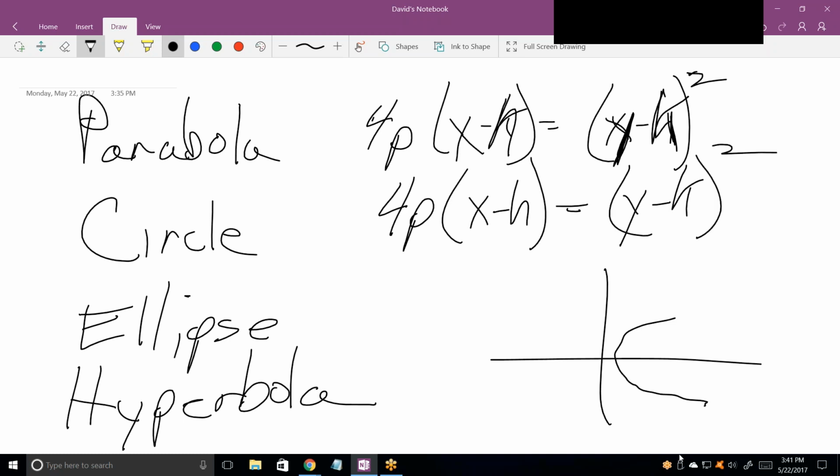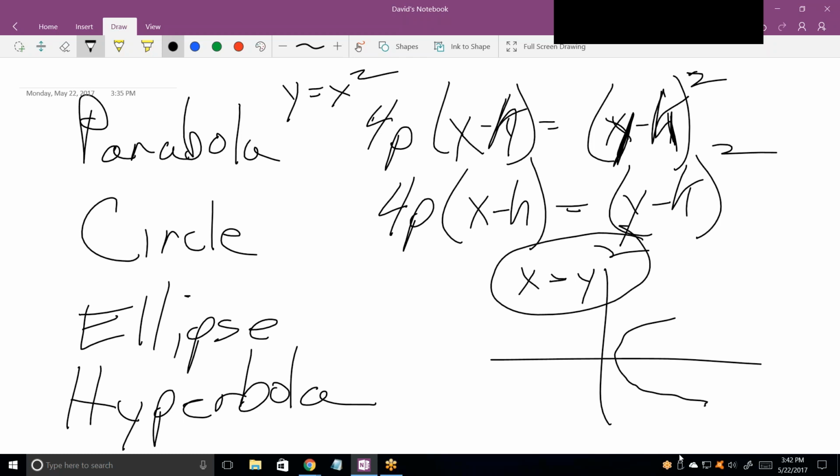Now, the basic difference is this is x equals y squared, whereas your whole math career, it's always been y equals x squared, correct? Y equals x squared is an up and down parabola. It's either pointing up or it's pointing down. X equals y squared is a horizontal parabola.